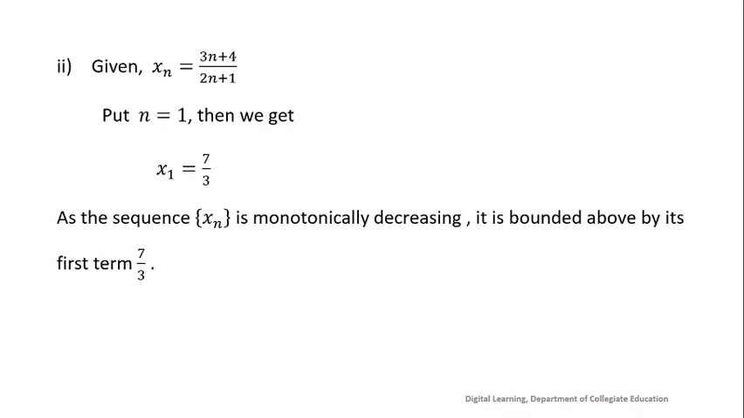Given xn equals (3n plus 4) by (2n plus 1). Here put n equals 1, then we get x1 equals 7 by 3. As the sequence xn is monotonically decreasing, it is bounded above by its first term 7 by 3. That is, 7 by 3 is more than or equal to xn for all n.